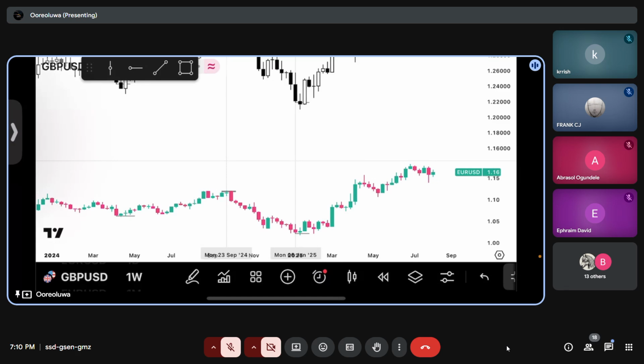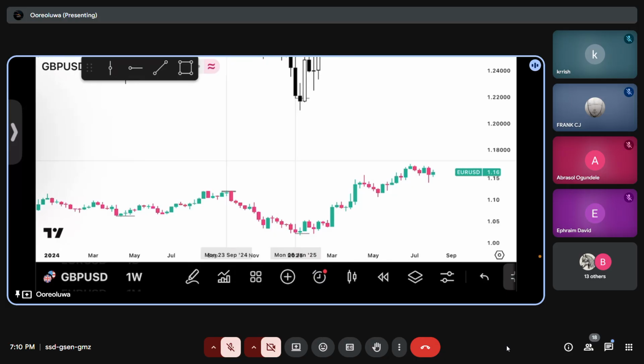So I will advise you again. I'm not forcing you. It's not a force. It's an advice. Please stick to one pair. When I mean one pair, I mean these two, GBP USD and Euro USD. Take it as one.